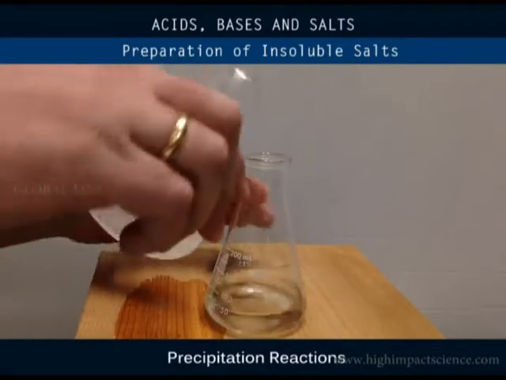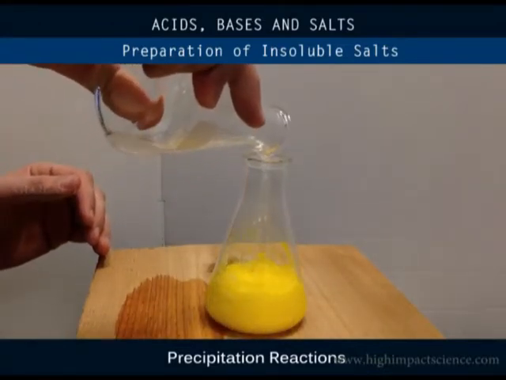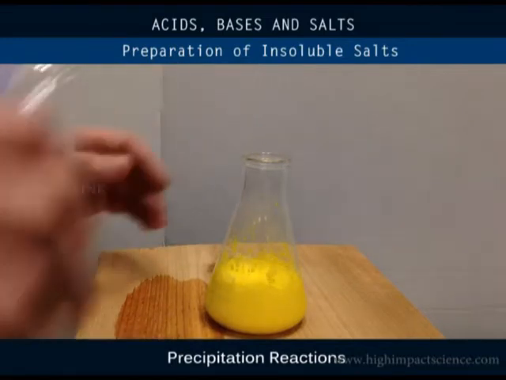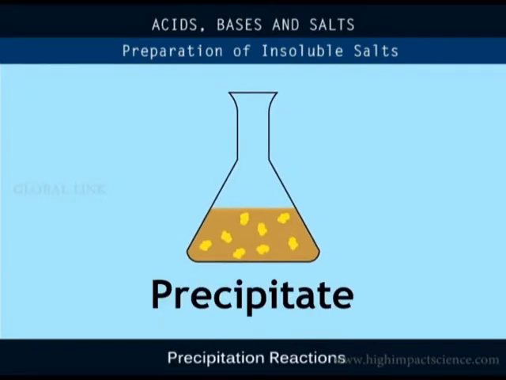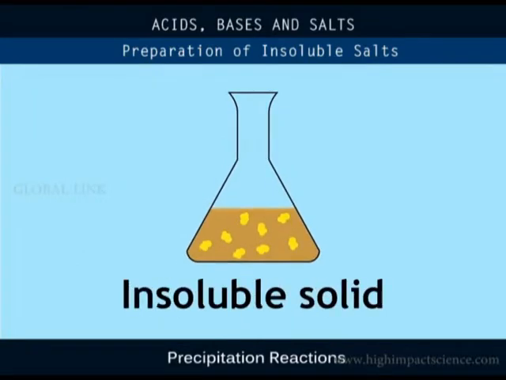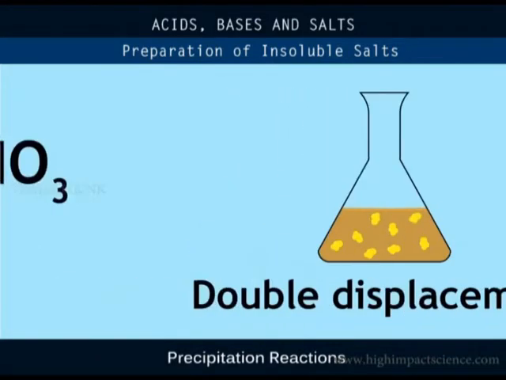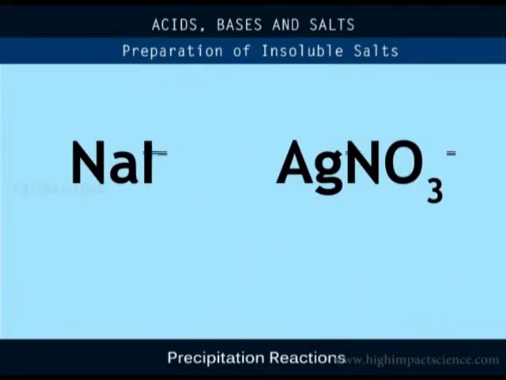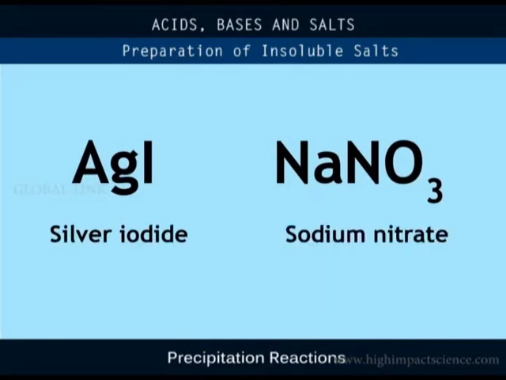When we mix the two solutions, a bright yellow color appears. This is actually a precipitate, which is an insoluble solid formed from combining two solutions. This is known as the precipitation method. Sodium iodide and silver nitrate have undergone a double displacement reaction, whereby the silver and sodium ions have switched places, creating silver iodide and sodium nitrate.